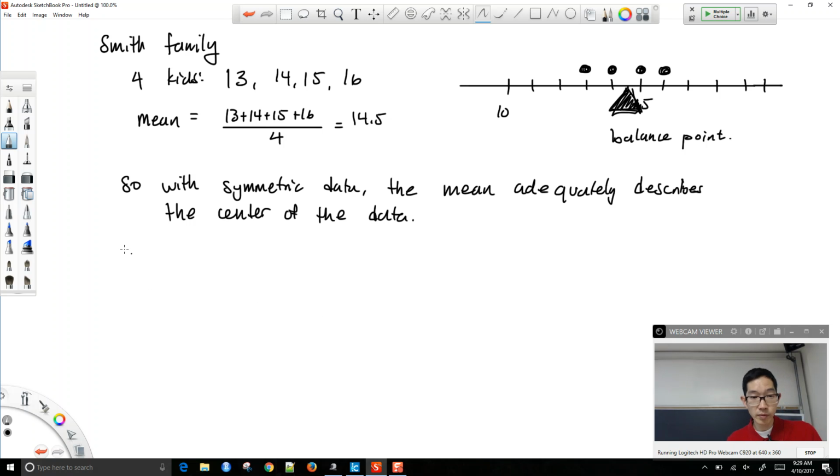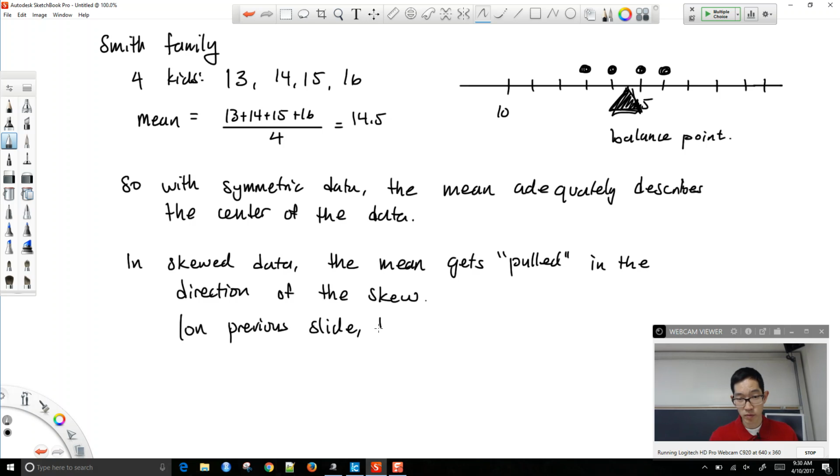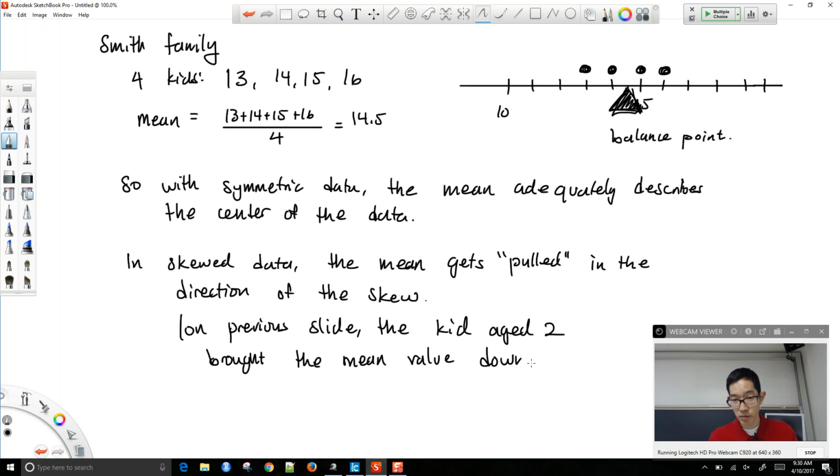Whereas in skewed data, the mean gets quote unquote pulled in the direction of the skew, so that, on the previous slide, the kid aged 2 brought the mean value down. Okay, that's what we have there.